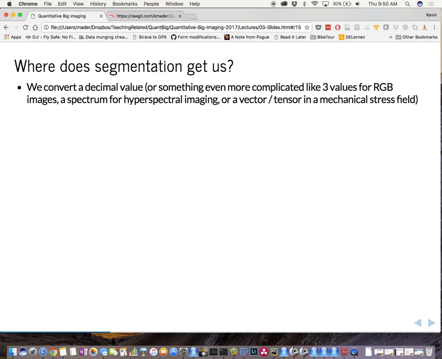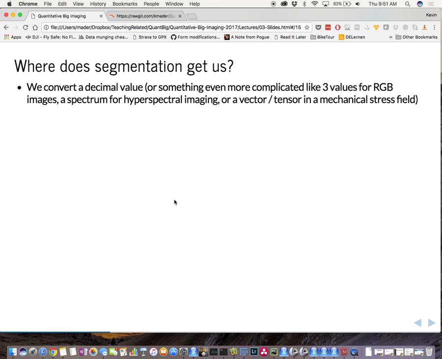If we look at what segmentation does for us, we basically take these decimal values, or this image data, and convert it from a floating point or decimal value into a true or false, a binary output. It doesn't really matter what the original value is. It goes ultimately to a true or false. If you're looking at a color image, this is some rule that takes a red, green, and blue value and turns it into a true or false. For a spectrum or hyperspectral image, it takes an entire spectrum and turns it into a true or false.